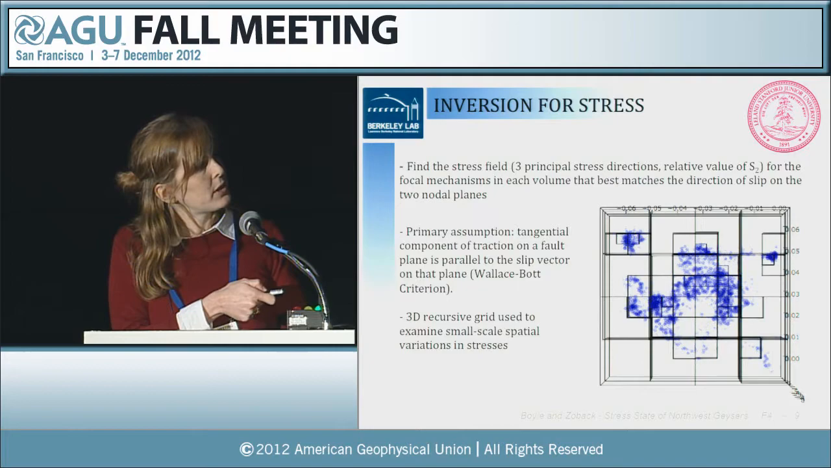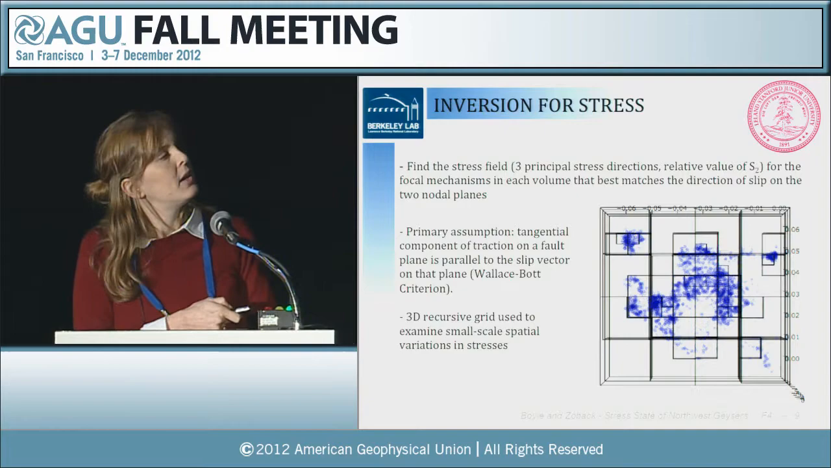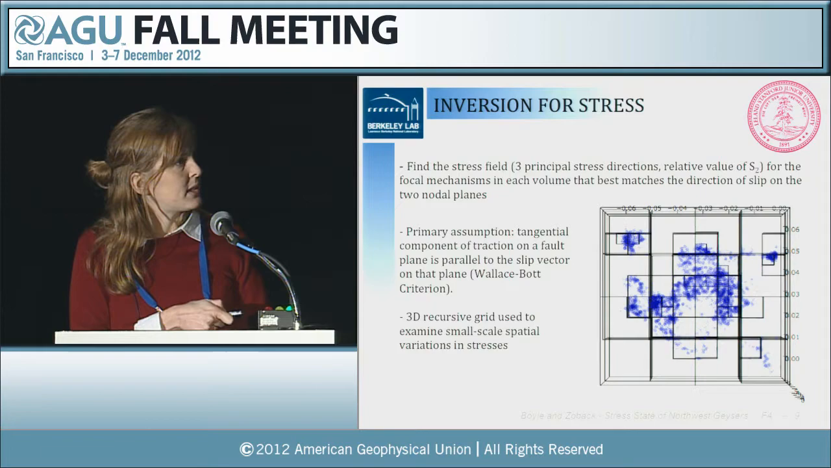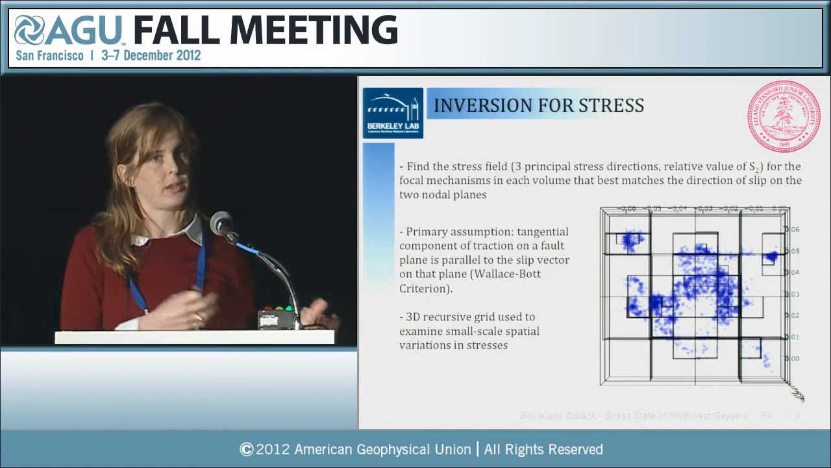And so what you're looking at is a plan view of the recursive grid. Keep in mind that it's a 3-dimensional grid. So you're looking down onto the study area, and you can see all sorts of different grid block sizes, some of the very smallest getting down to clusters that may even be associated with individual injection or production wells.